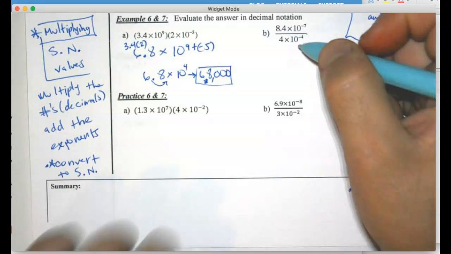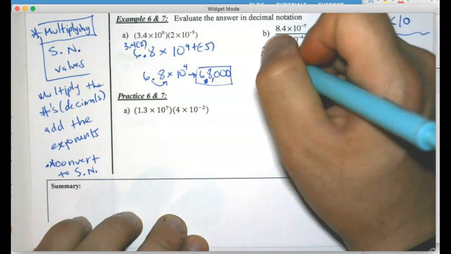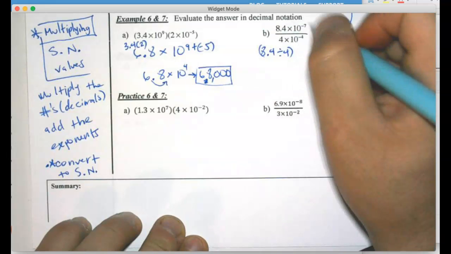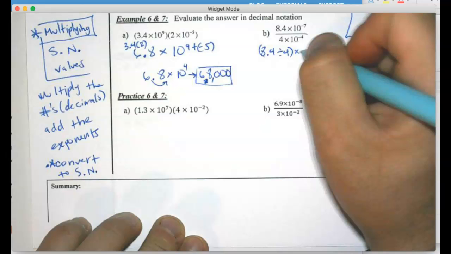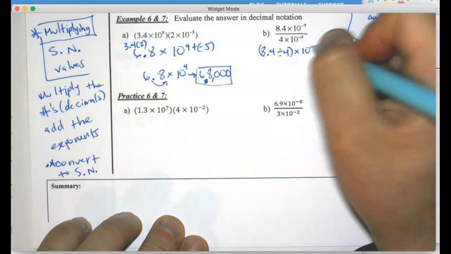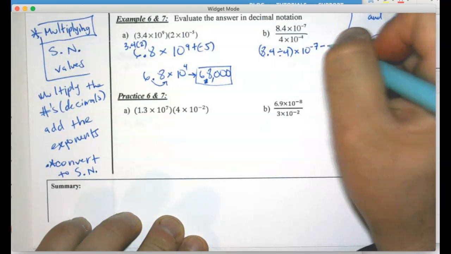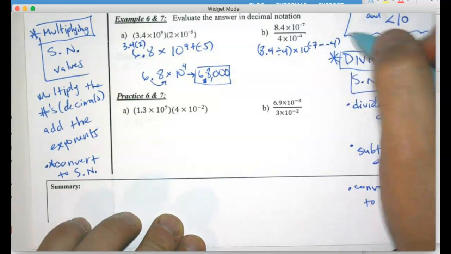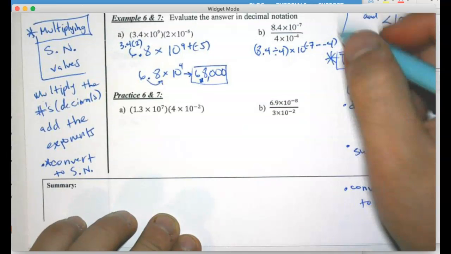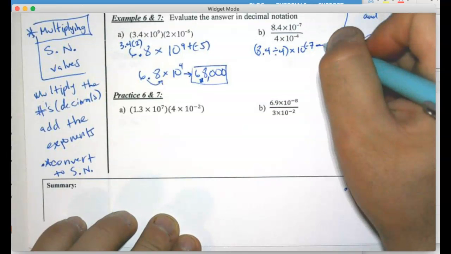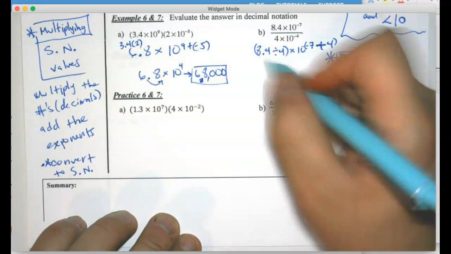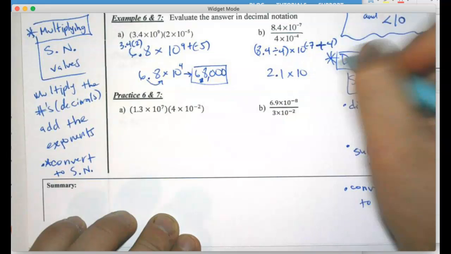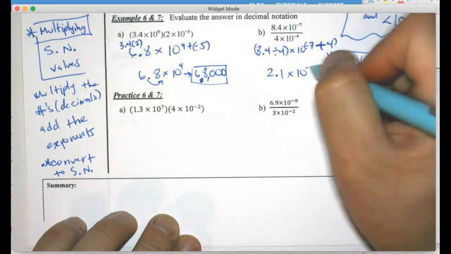Next, I have this one. Again, it would be basically 8.4. I would divide that by 4. I'd do that. And then the 10 to the negative 7th divided by 10 to the negative 4th would be 10 to the negative 7th minus a negative 4. So again, subtracting the exponents when I'm dividing scientific notation. I'm subtracting the exponents, so negative 7 minus negative 4 is plus 4. 8.4 divided by 4 is 2.1. So 2.1 times 10 to the negative 7 plus 4 is negative 3.